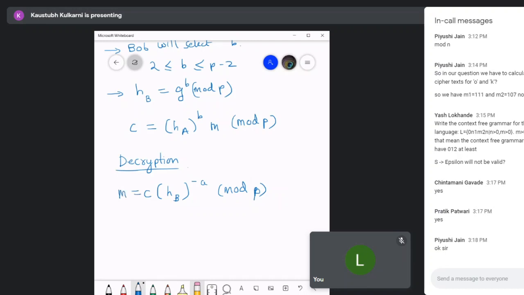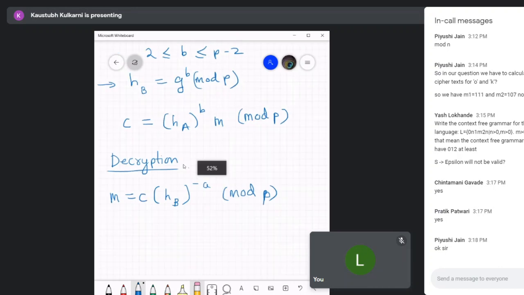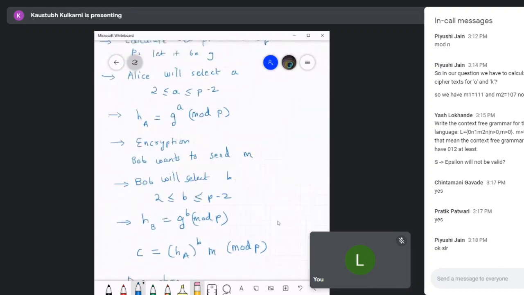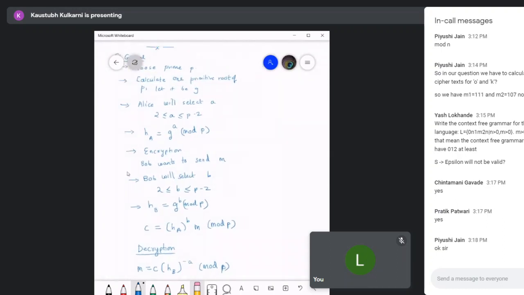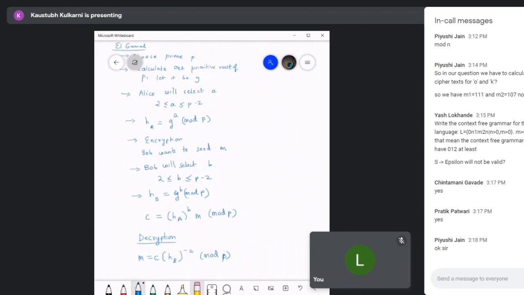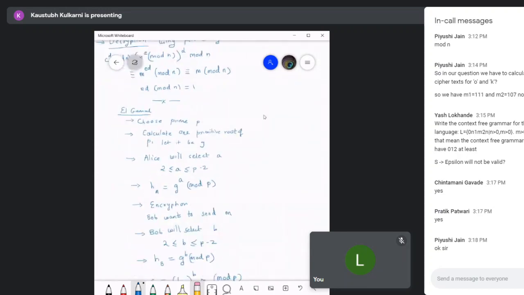These are the steps for the El Gamal crypto system. And to actually perform these calculations, you will require the different theorems and results that we studied all along in the first module.